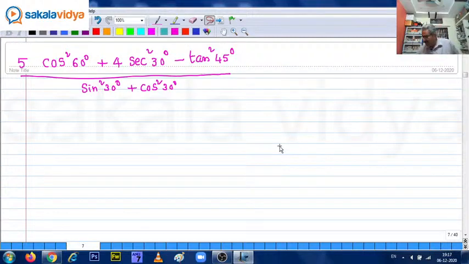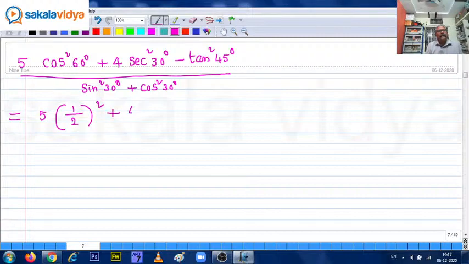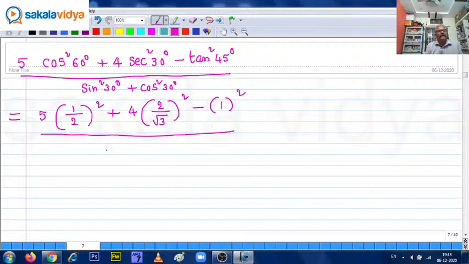Okay, let us find out these values now. So this equals 5 times (1 upon 2) whole square plus 4 times (2 upon root 3) whole square minus 1 square. Tan 45 is 1. Sin 30 is 1 upon 2, so sin square 30 means (1 upon 2) whole square. Cos 30 is root 3 by 2, so cos square 30 is (root 3 by 2) whole square.